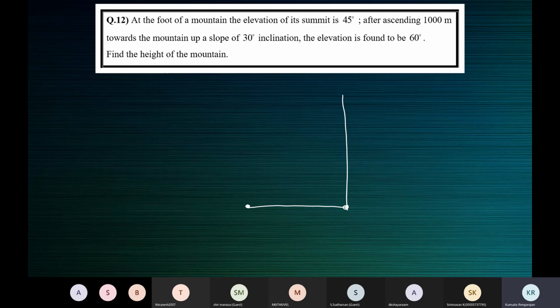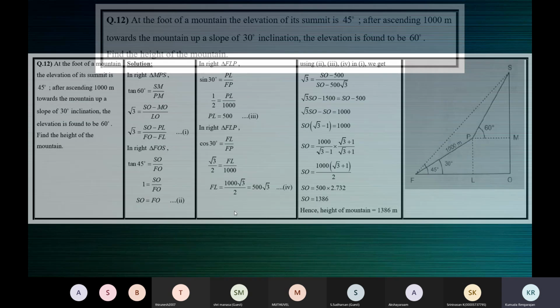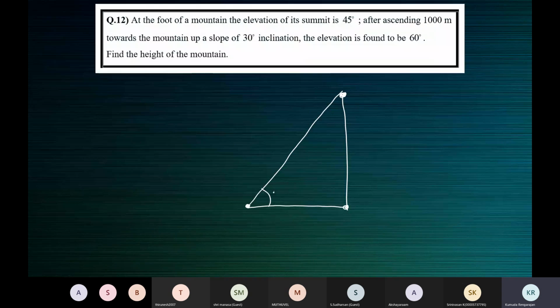All right. At the foot of the mountain, the elevation of its summit, the peak, the highest point of the mountain, is 45 degrees. So this is the summit. The elevation meaning, you'll have to join these 2 points from the foot to the summit. The elevation is 45 degrees. So this one is 45 degrees.